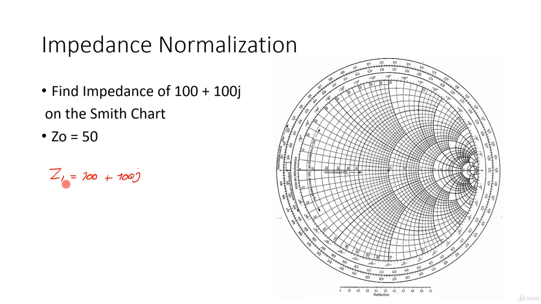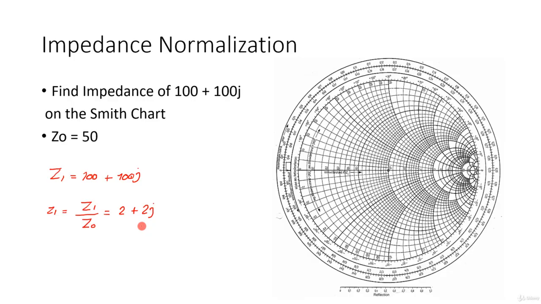So I have to first find my normalized impedance, which is simple. We said that the small z is equal to Z1, the original impedance, over the characteristic impedance. And if you divide this by 50, it's going to be 2 plus 2j. So this is my normalized impedance. In order to find this impedance, I'm going to do two steps. The first one, I will find the real part. The second one, I'm going to find the imaginary part.